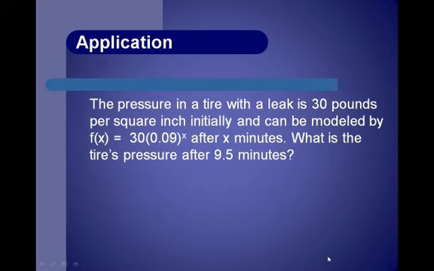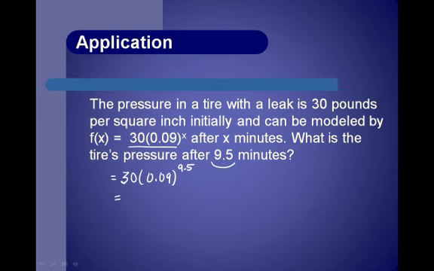Now in application, the pressure in the tire with a leak is 30 pounds per square inch initially and can be modeled by f of x equals 30 times 0.09 to the x after x minutes. What is the tire's pressure after 9.5 minutes? Well, they give us the formula that calculates the pressure where x is given in minutes. So all we're going to do, because we're trying to find the pressure for 9.5 minutes, is we're going to go 30 times 0.09 to the power of 9.5.